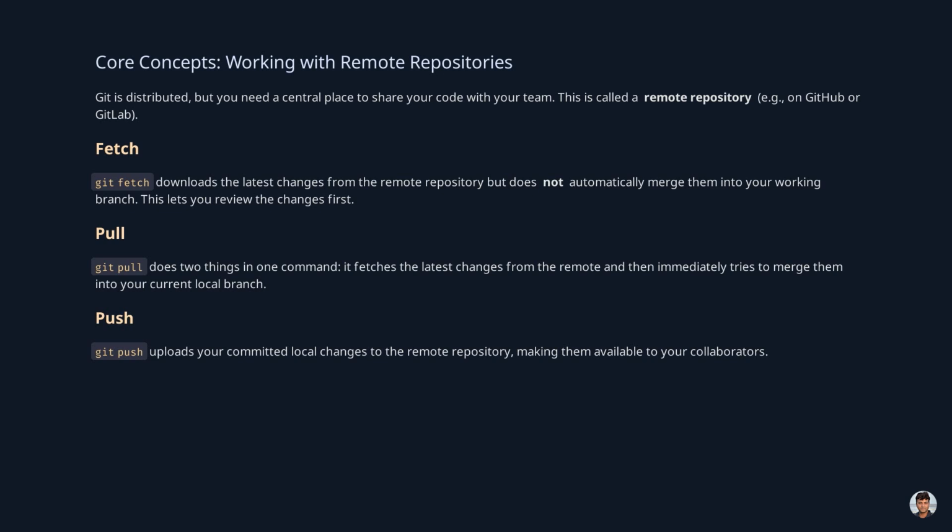The git pull command is a combination of two other commands. It first fetches the latest changes, and then it immediately tries to merge them into your current branch. This is the most common way to update your local repository with the latest work from your team.